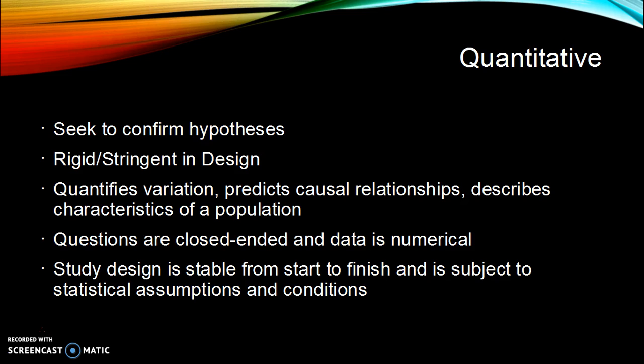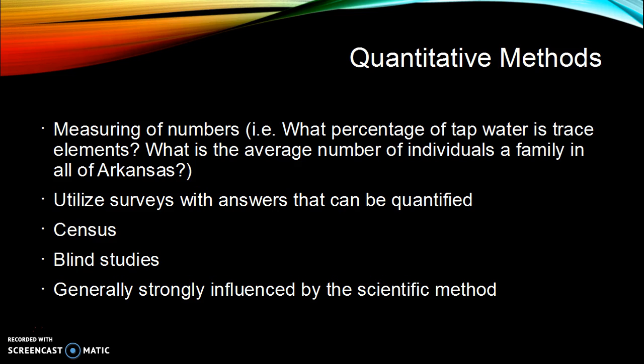Quantitative analyses seek to confirm hypotheses. It's rigid and stringent in design. It quantifies variation, predicts causal relationships, describes characteristics of a population. The questions are close-ended and the data is measured numerically. Study design is stable from start to finish as opposed to iterative like qualitative analyses are. And it is subject to statistical assumptions and conditions.